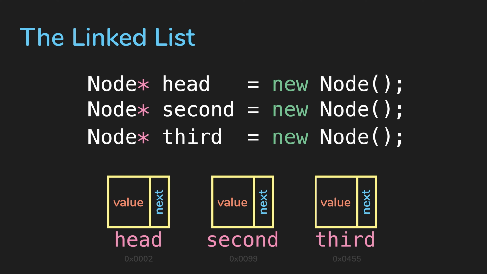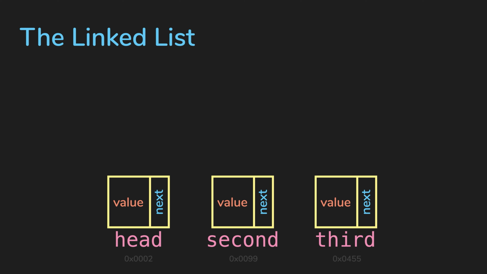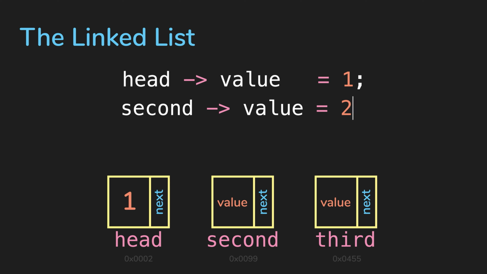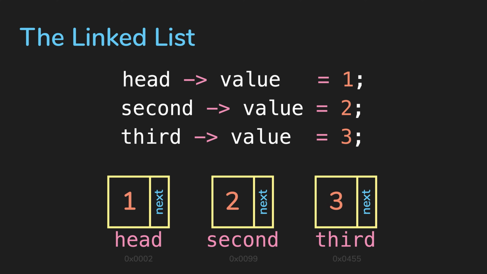All right, what happened just now? We created three separate nodes, one named head, one named second, and one named third. Now, let's give the value of the head node 1, and then the second node value of 2, and then the third node the value of 3. Currently, these nodes don't have their next variable assigned to anything, so these nodes are actually not connected in any way. All right, let's connect them, shall we?